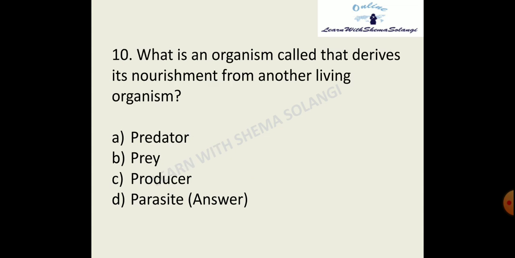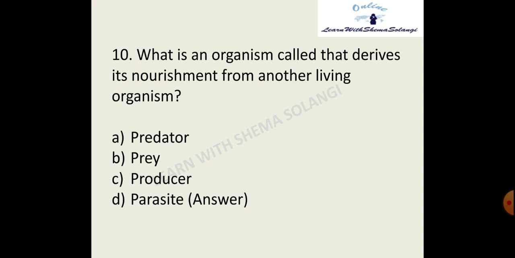The next MCQ is: what is an organism called that derives its nourishment from another living organism? So it is called a parasite. Yes, parasite is the correct option. Predator, prey, producer are wrong options. The correct option is parasite, right?